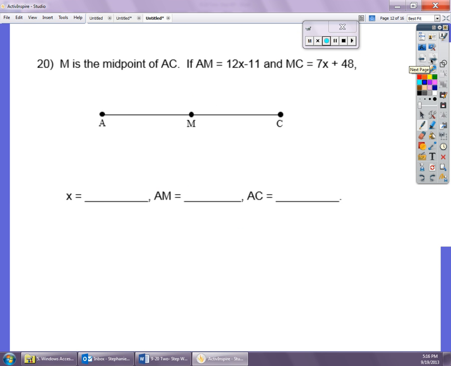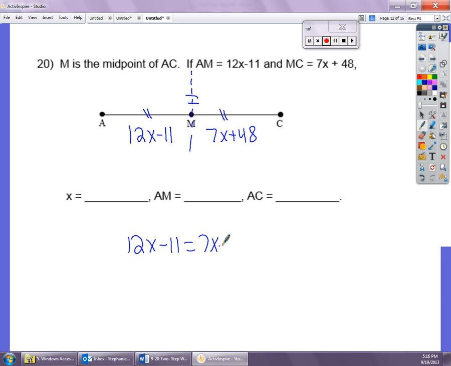Number 20 is a midpoint. Remember, midpoint cuts your segment into 2 equal parts. So 12x minus 11 will be the same thing as 7x plus 48. So just set them equal to each other and solve for x.